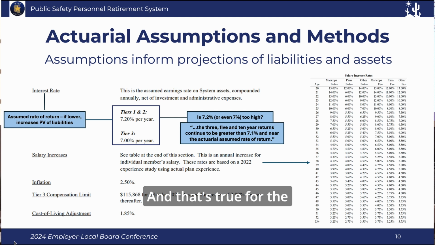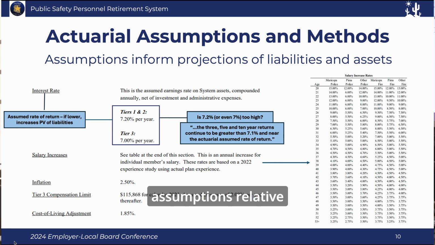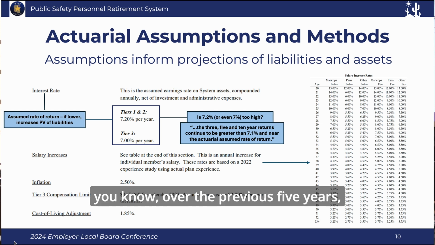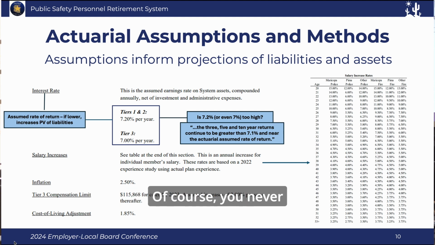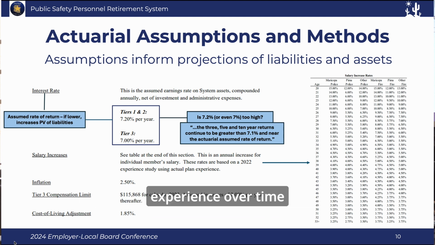And that's true for the other assumptions too, like salary increases. We do experience studies, and the experience studies compare the assumptions relative to actual experience over given periods of time. As I was flipping through our last experience studies, over the previous 5 years, they tracked pretty well. Of course, you never know what's going to happen in the next 5 years. We ended in a very high inflationary environment, so there's a lot of competition, people adding a lot of salary increases. So these assumptions are based on actual experience over time, and are informing the modeling of the actuaries too.